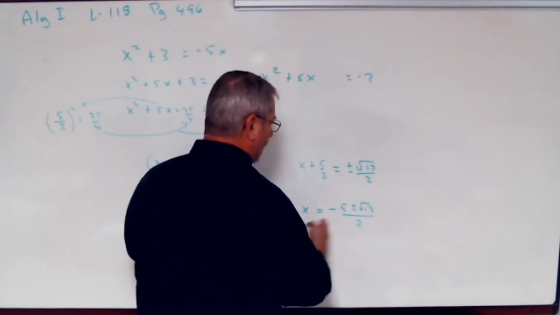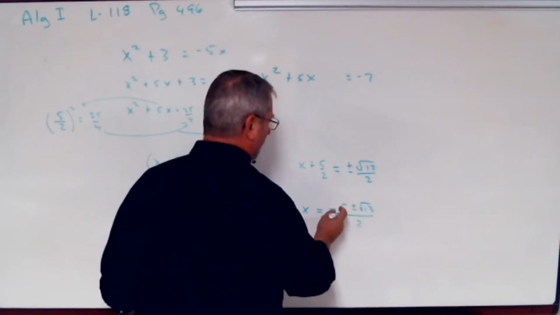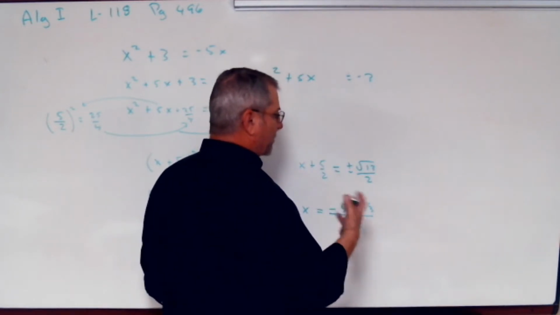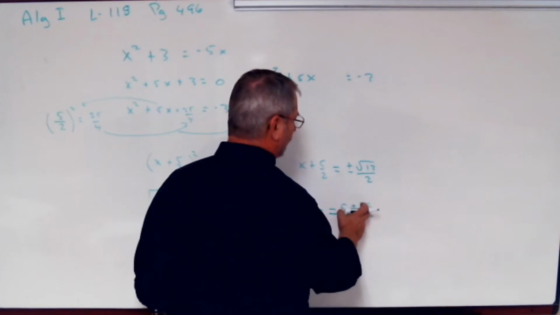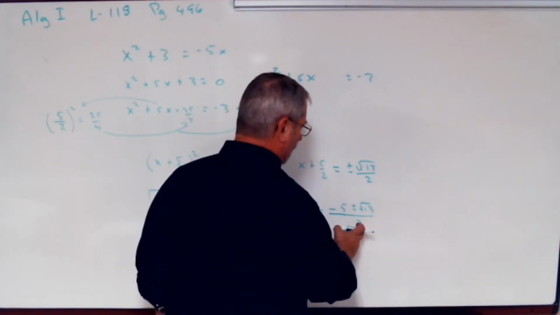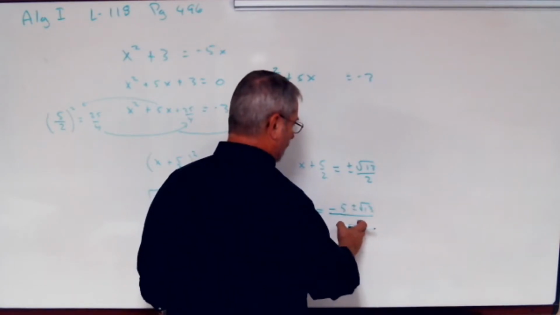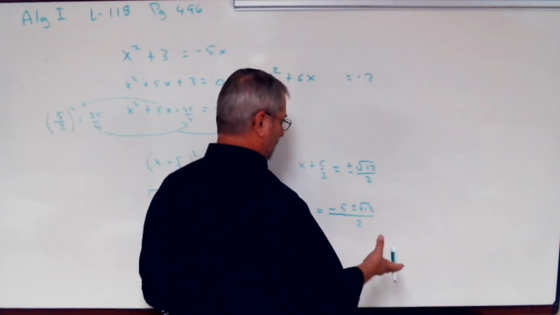So this right here is the answer. It's minus 5. I guess I could do this: minus 5 plus or minus radical 13 over 2. If I was to run this out and get answers, I would have minus 5 plus radical 13 and divide that by 2, and minus 5 minus radical 13 and divide that by 2. I could make this a decimal. I could get 2 decimal approximation answers.